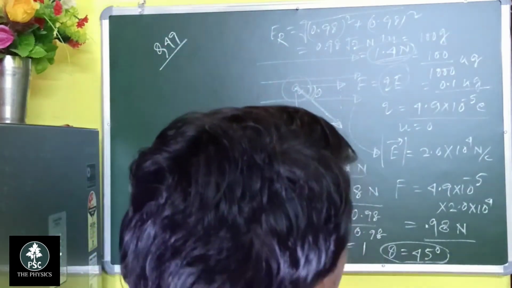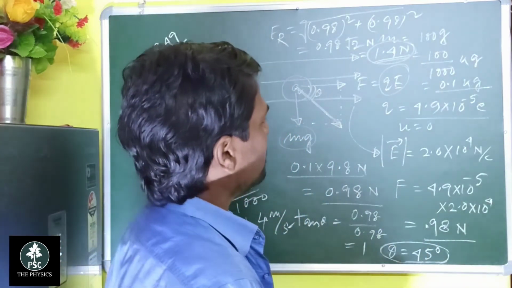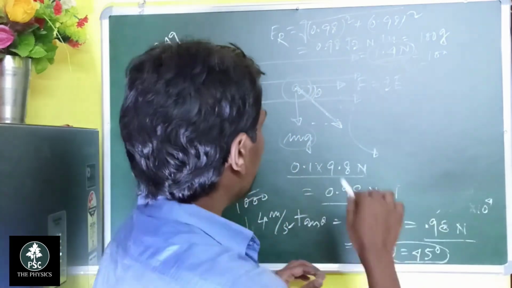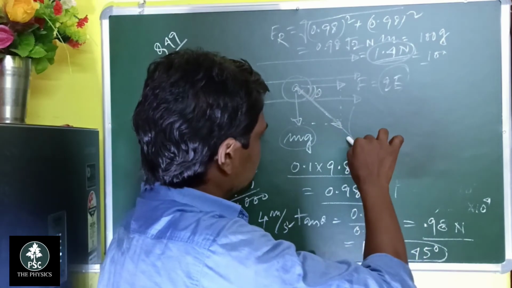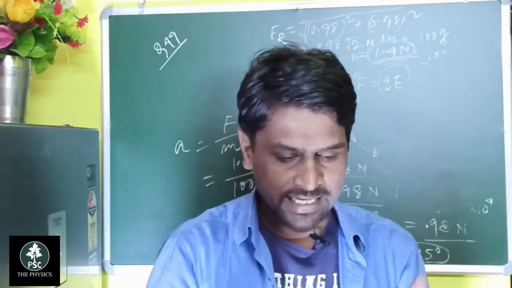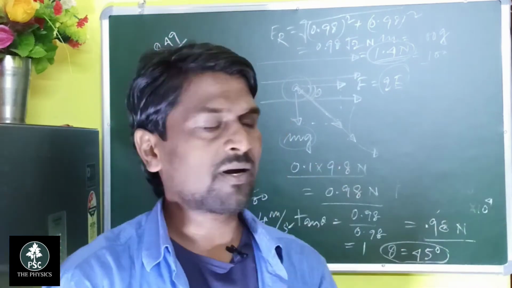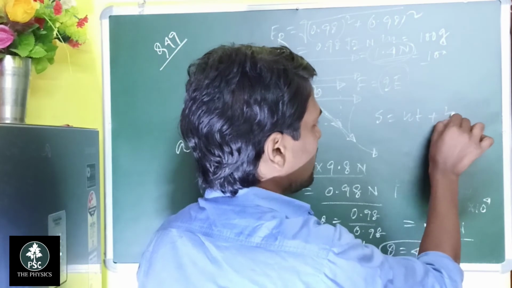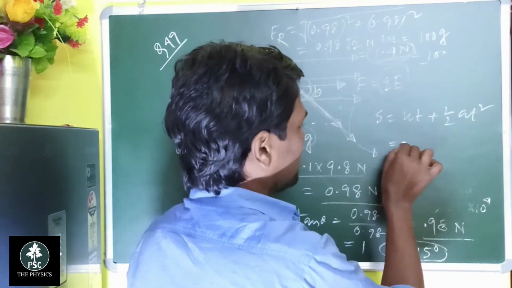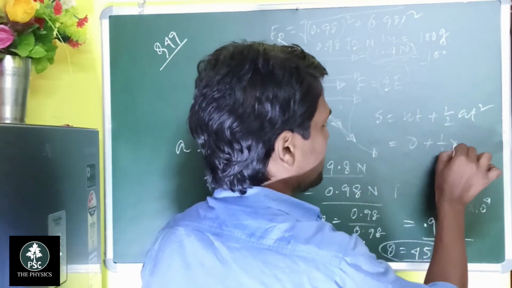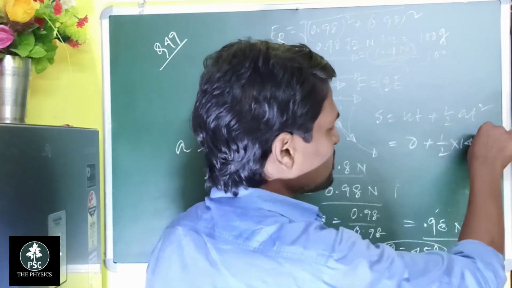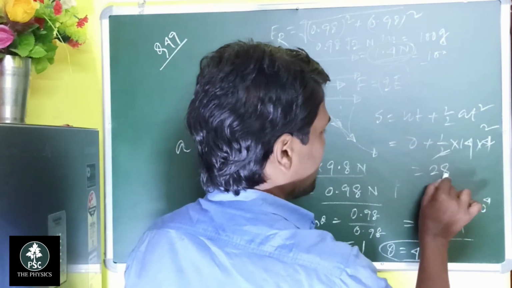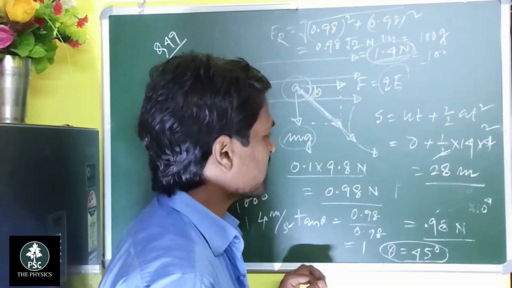So this is the direction, and for the next part, you have to calculate where it stops along this direction. After 2 seconds, what is the displacement of the particle along this specific direction? So S equal to ut plus half at square, and initially u is 0, so half into acceleration 14 into t square, that is 2 seconds, so 2 square, and this gives 28 meter. So this is the final answer.